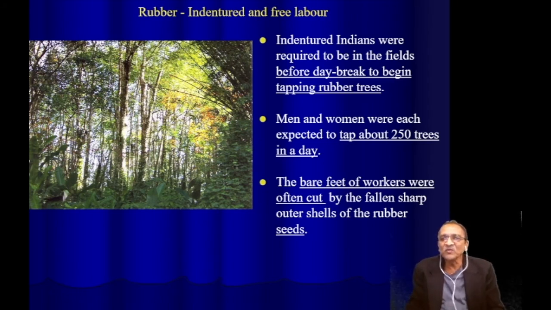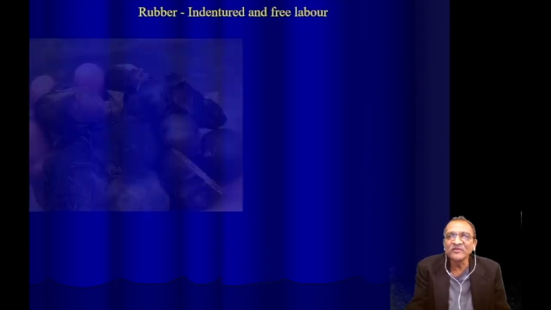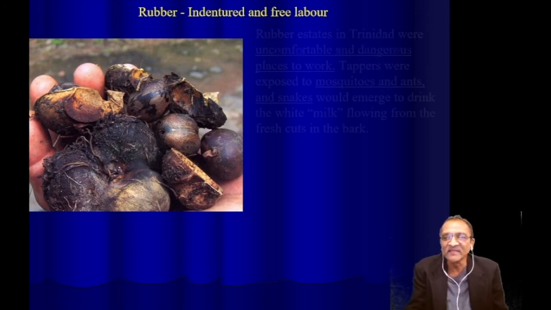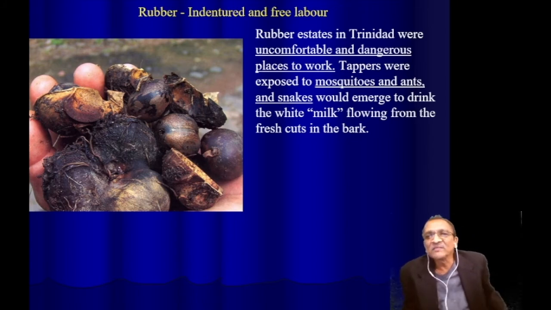It was a dangerous place to work because the workers would often get cut on their feet by the fallen sharp outer shells of the rubber seeds. They were too poor or couldn't afford or were not given shoes or boots and so on. So these seeds were very sharp. Not the seeds, really, shells covering the seeds. You can see a photo of the shells. They're very sharp and tough, like iron, and they cut very easily. So it was a dangerous place to work.